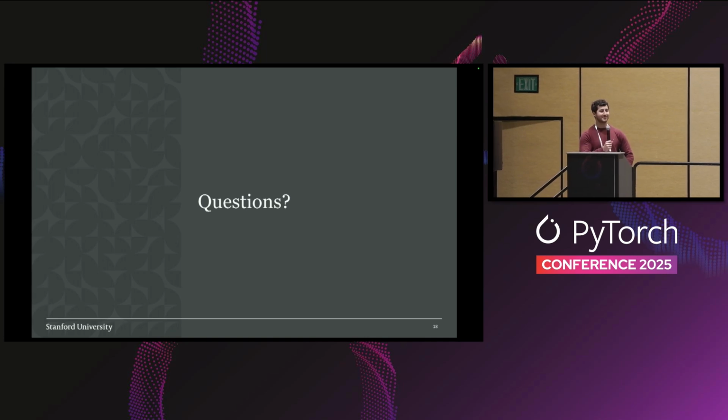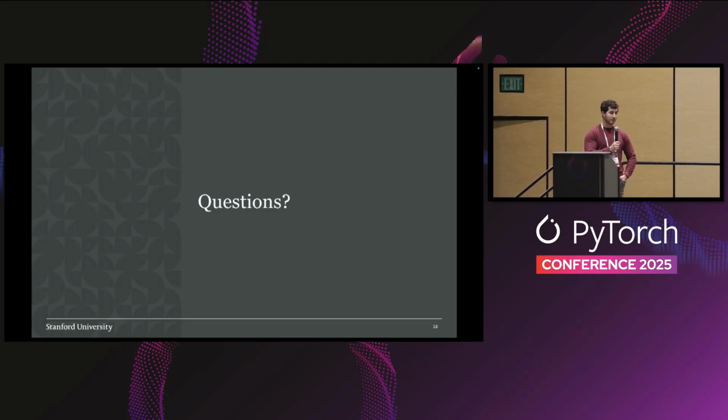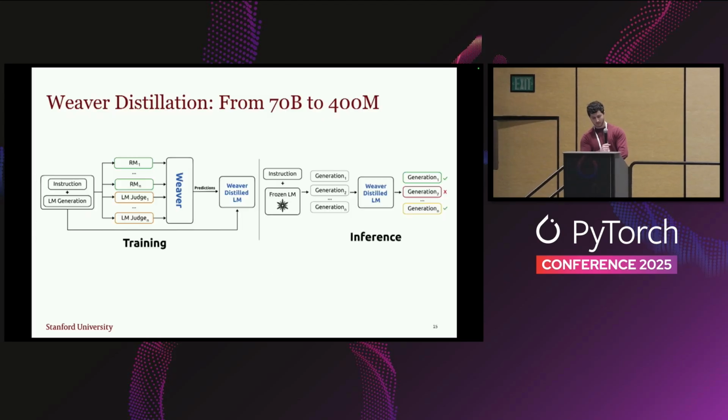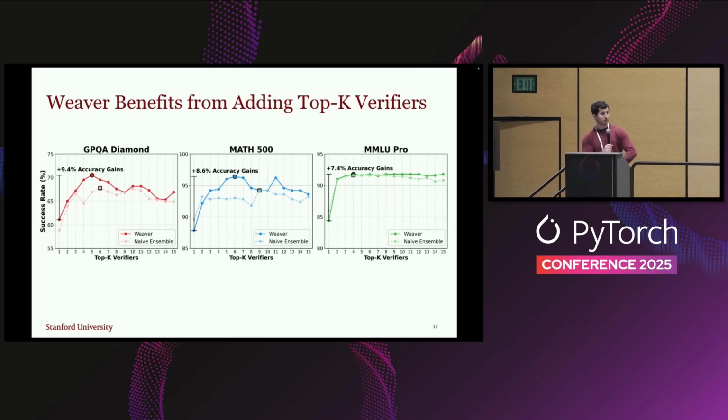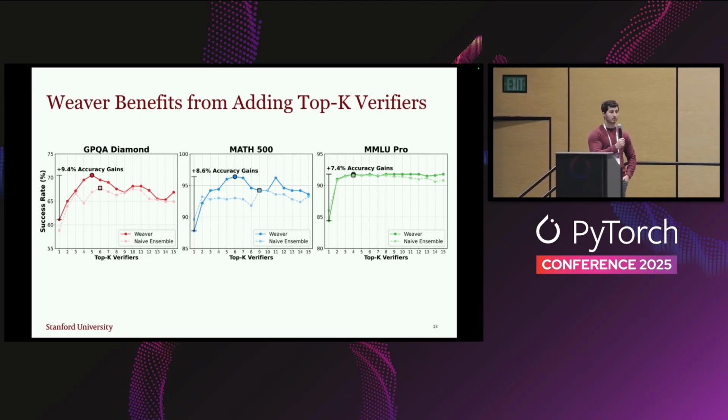Hello. I have a question regarding the verification or the verifiers. You showed a plot of number of verifiers by performance, and I think the sweet spot was 4 to 6. How much does the quality of the verifier affect the number of verifiers in an ensemble? Yeah, that's a great question.